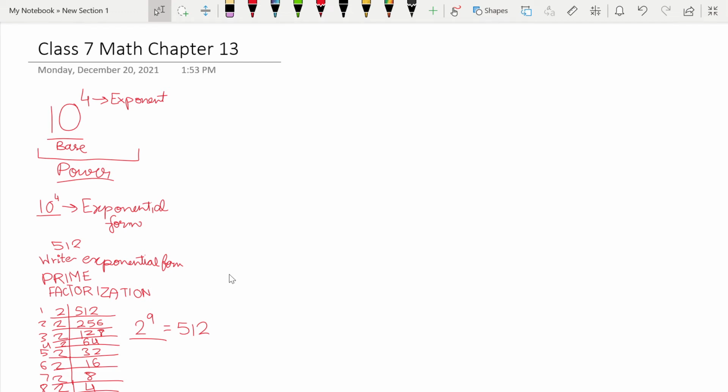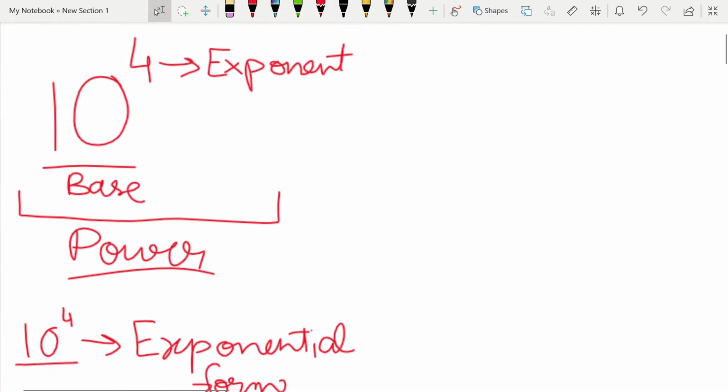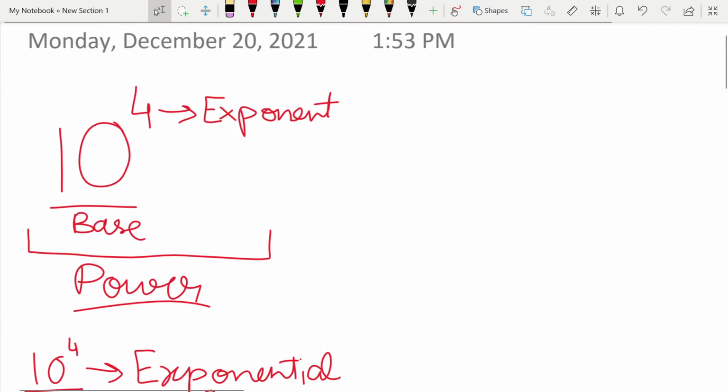In today's video, we're going to be exploring Class 7 Maths Chapter 13. Exponents and Power is the name of the chapter. First, we want to know what is a power? What is an exponent? So this is a little diagram that I've made.